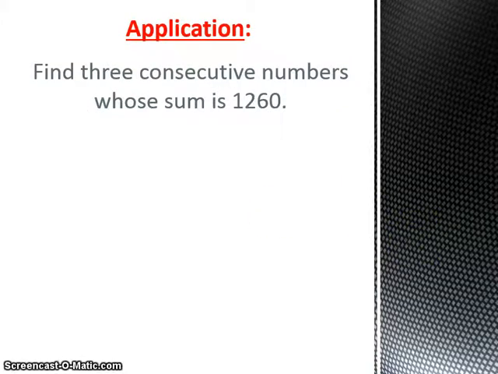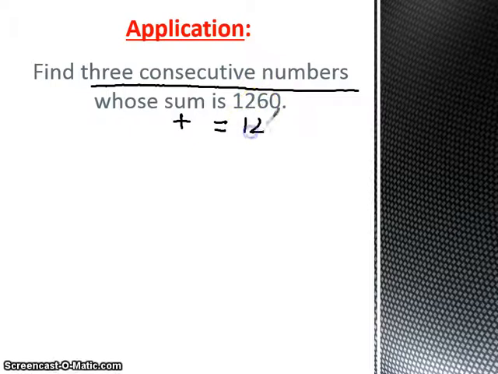Let's now look at a number puzzle application. It says find 3 consecutive numbers, which means one right after another, whose sum, which means to add, is 1,260.